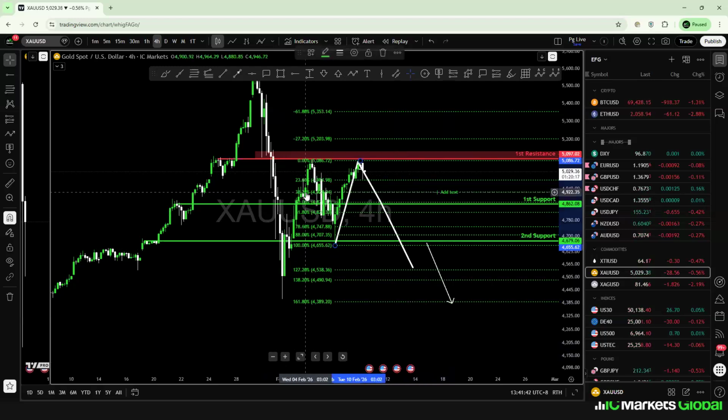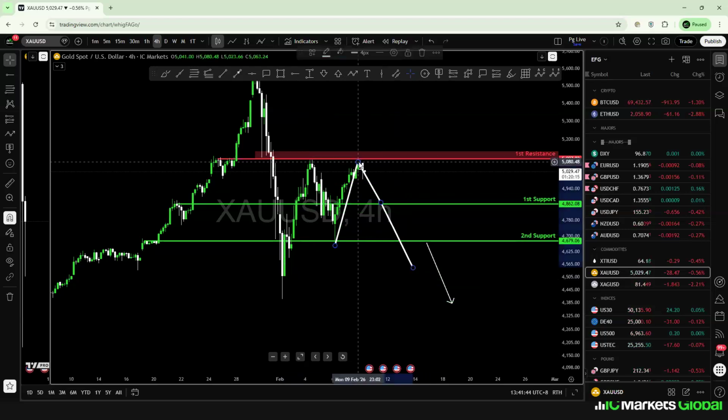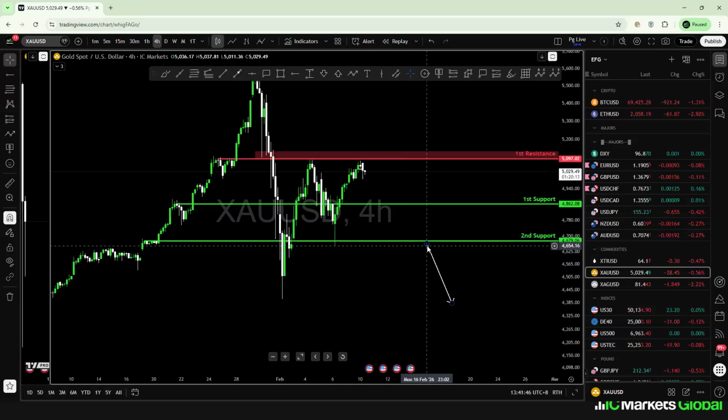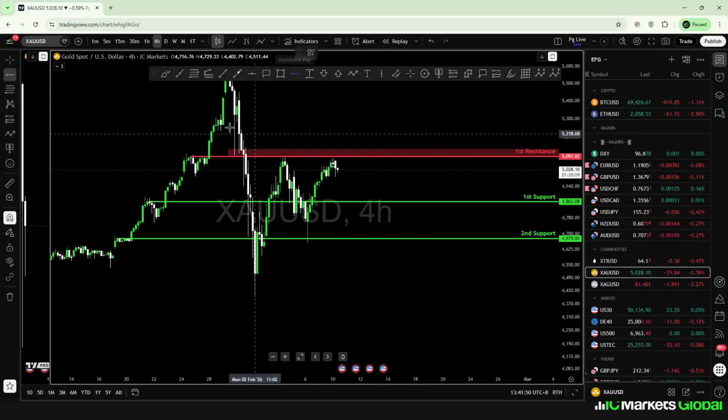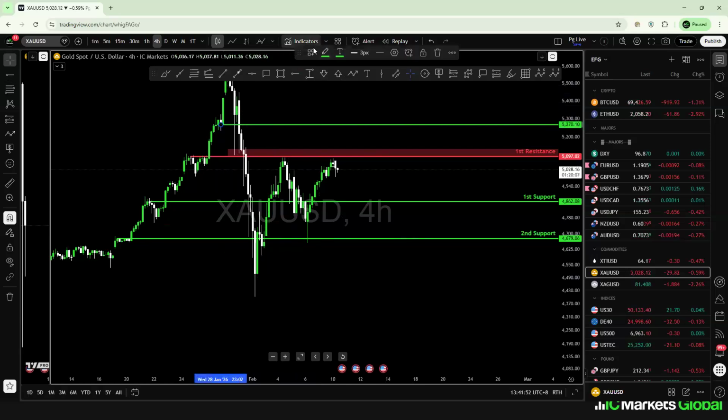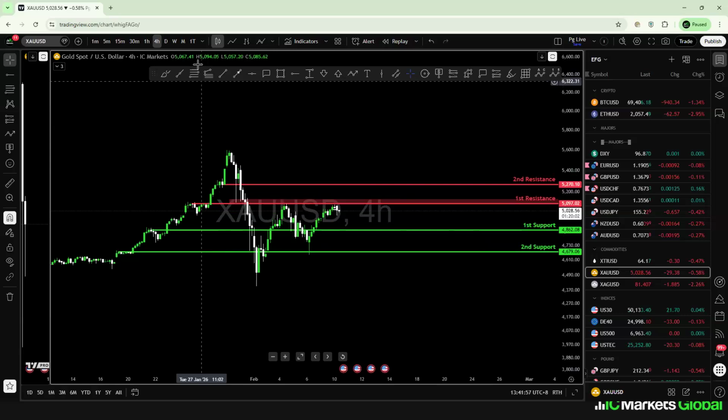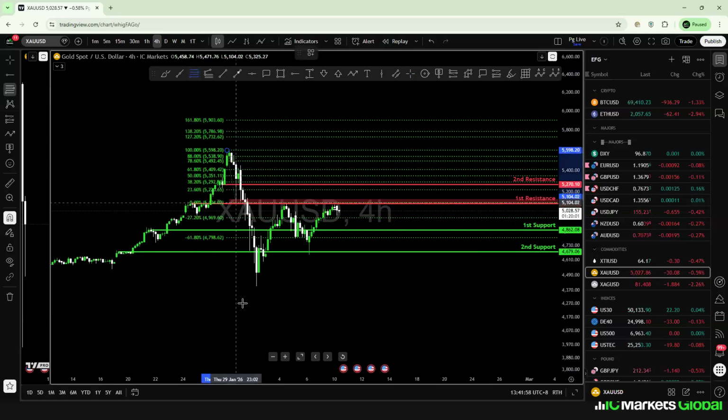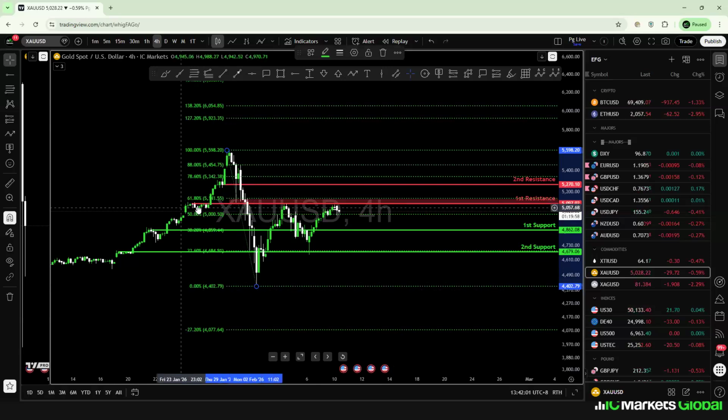But right now, we're going to monitor whether price can go back here again. Second resistance, where would we aim? Here. And then we're going to use retracement here. We have 67.8 as the closest, but closer to the second resistance, we have 78.6%. Either, right?